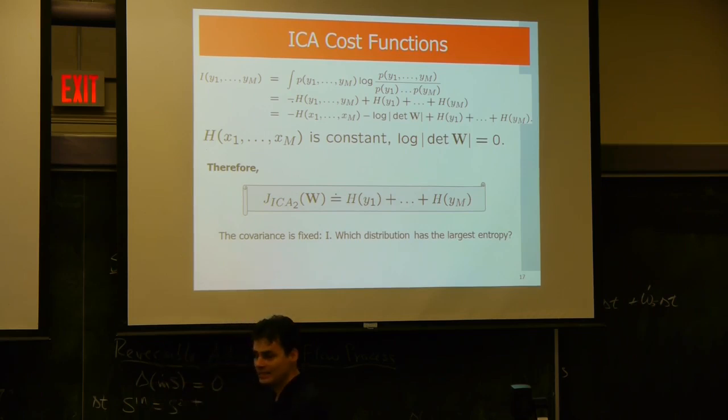Here we want to minimize the sum of the entropies. So what we want is to go far from the Gaussian distribution. We are looking for a W that makes the distributions very far from Gaussian distributions.